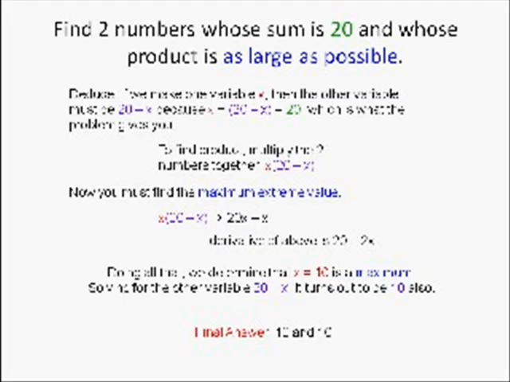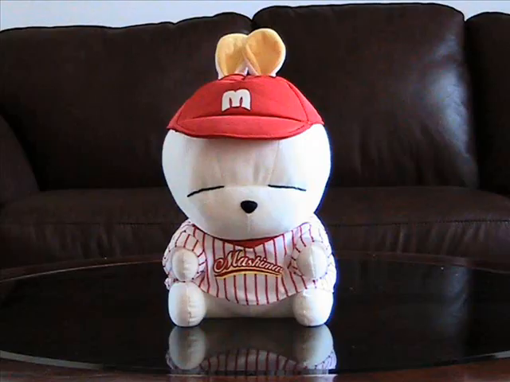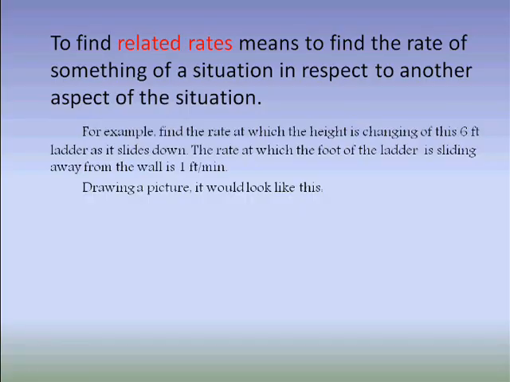Solving for the other variable, it's 20 minus 10, which turns out also to be 10. So that gives our final answer, 10 and 10. Wow, that makes sense. 10 times 10 equals 100.